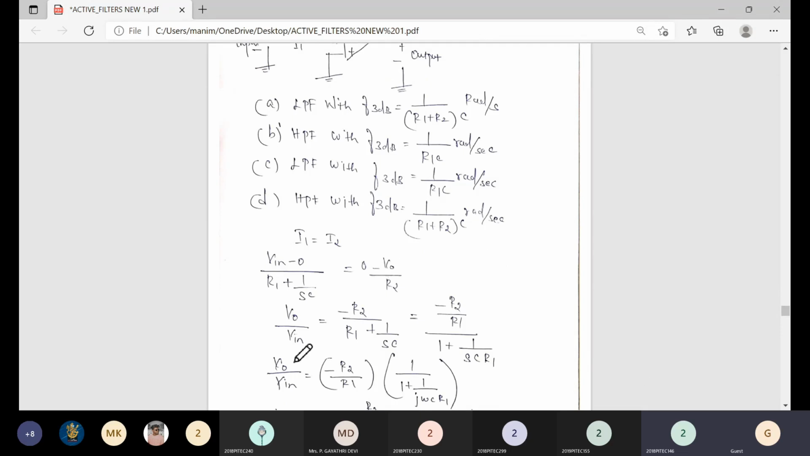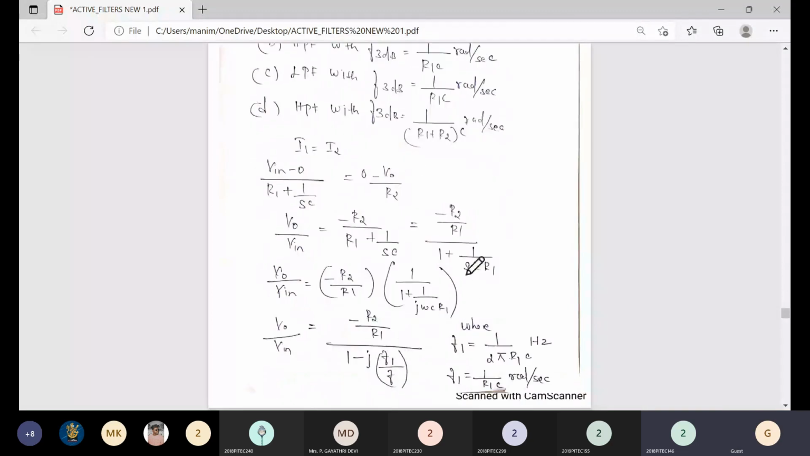For the simplification, we consider V0 as the numerator and V in as the denominator. Simplifying that, we get minus R2 divided by R1 plus 1 by SC. Here both numerator and denominator terms are divided by the resistance R1, so we get minus R2 by R1 divided by 1 plus 1 by SC R1. Then next step, we substitute S equal to j omega.